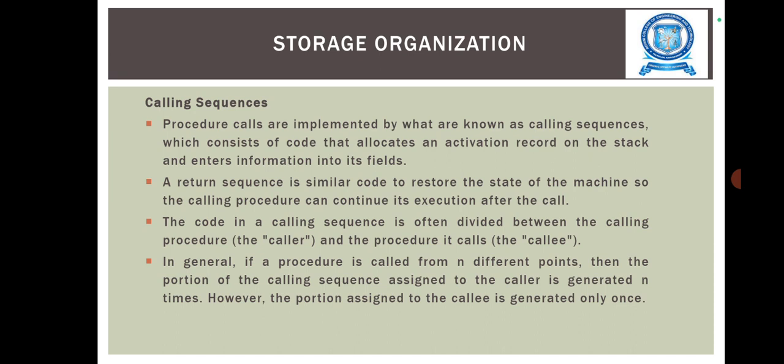In general, if a procedure is called from n different points, then the portion of the calling sequence assigned to the caller is generated n times. However, the portion assigned to the callee is generated only once.